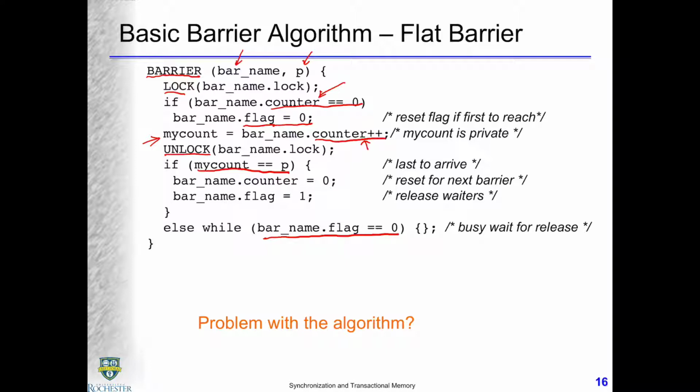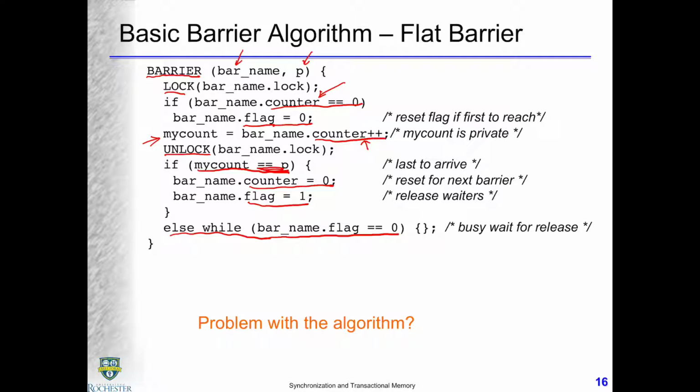You know how many threads have reached, and if it's not P, then you execute the else. You simply spin on the flag. Someone else is going to set the flag to 1 to allow you to go. And the last thread to arrive, if this happens to be P, you clear the counter in preparation for the next iteration, and you set the flag to 1 to say, hey, everybody, we can go now. That sounds straightforward.